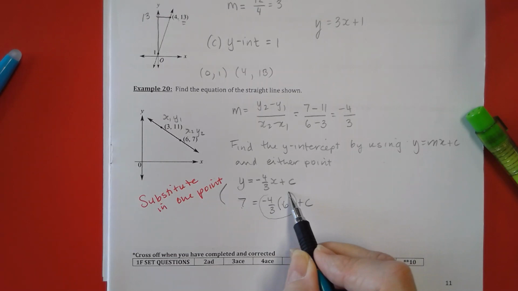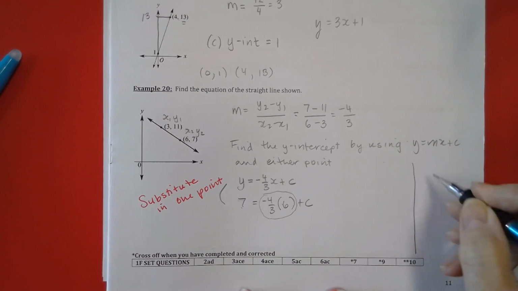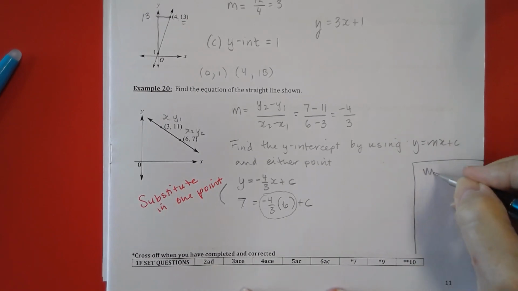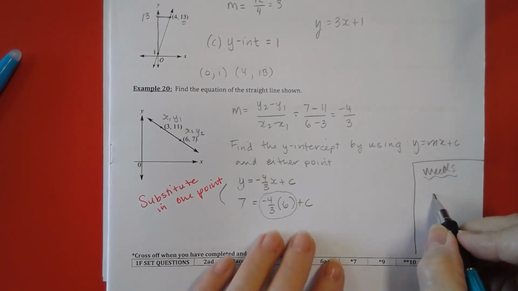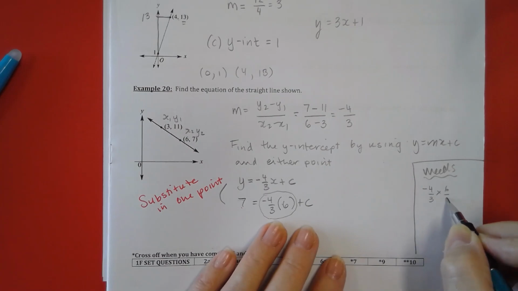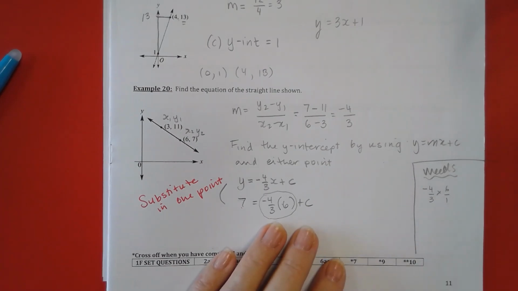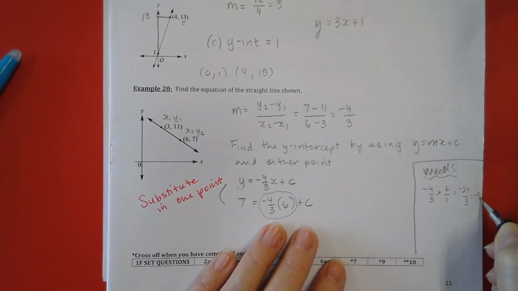Now I have to do this. I either have to do it on a calculator or I have to be clever and do it in my brain. I'm just going to go over here in what I commonly refer to as the weeds, like a little patch of grass where I'm doing problems, okay? And I'm going to go negative 4 on 3 times 6 on 1. Yeah, what is that? Negative 24 over 3, negative 8.